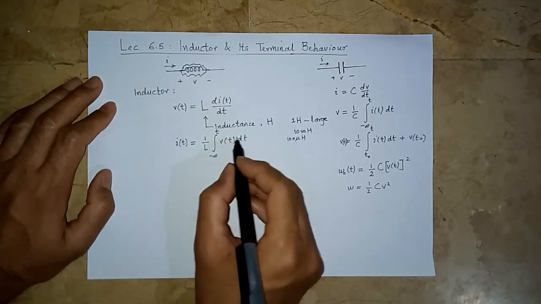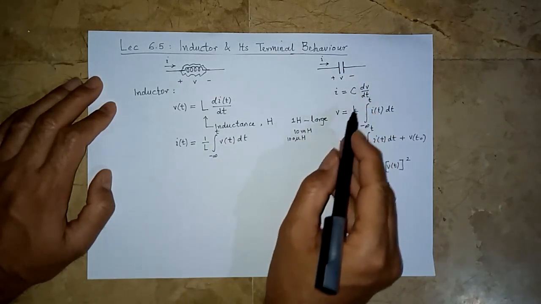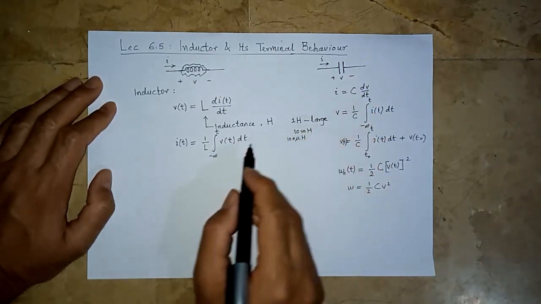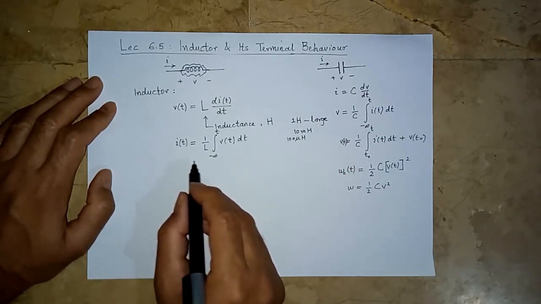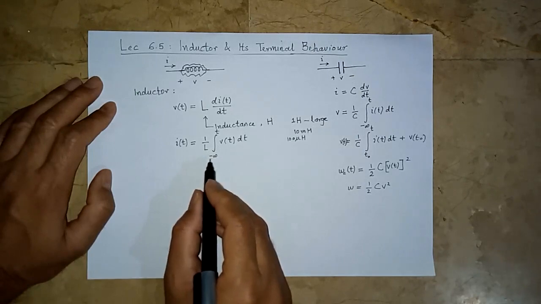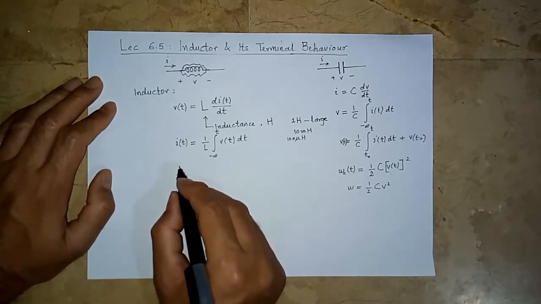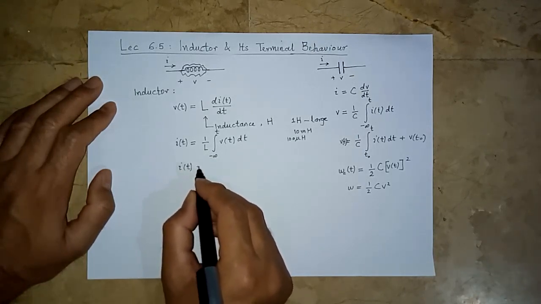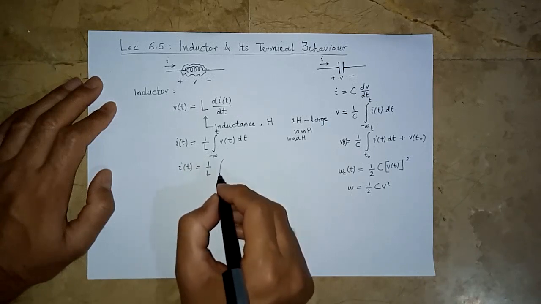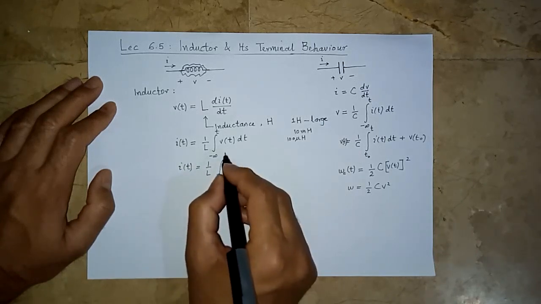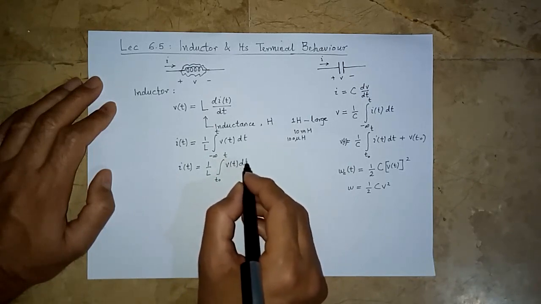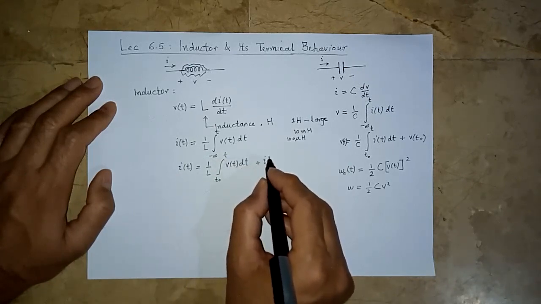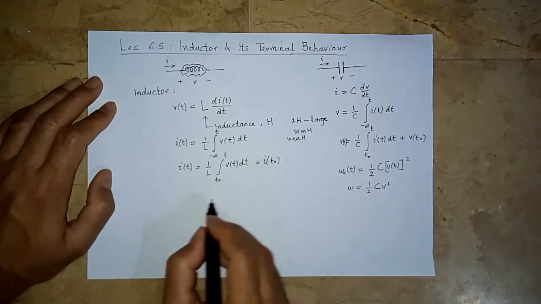So mathematics is not concerned with whether this is y or this is x, or this is x or this is y. All the mathematical jargon will remain the same. So we have this expression, or the other expression, it is equal to 1 over L, t naught to t, v(t) dt, plus the current at t naught.